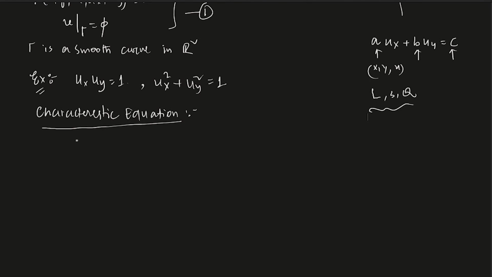So let me motivate how we are going to do that. Let's say I have a quasi-linear equation, something like this: a(x, y, u) u_x plus b(x, y, u) u_y equals c(x, y, u).